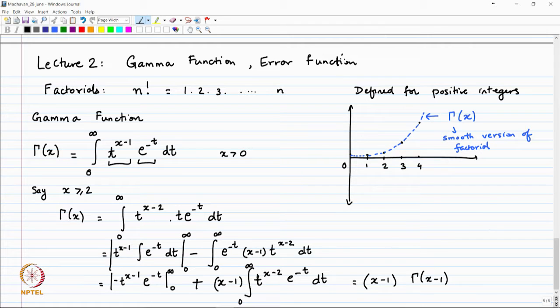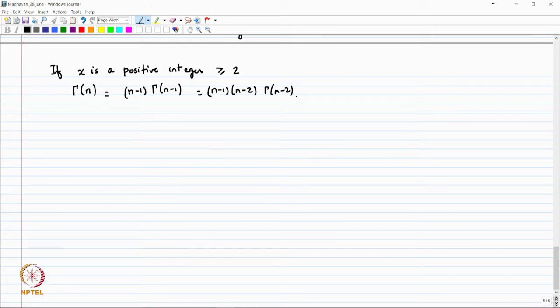Now you can immediately see that if x is a positive integer greater than or equal to 2, then gamma of n is equal to n minus 1 times gamma of n minus 1, which is n minus 1 times n minus 2 times gamma of n minus 2, and you can go all the way down to 1, and you will be left with gamma of 1.